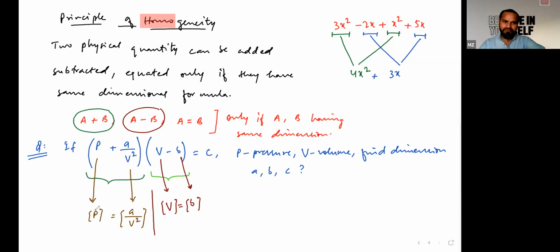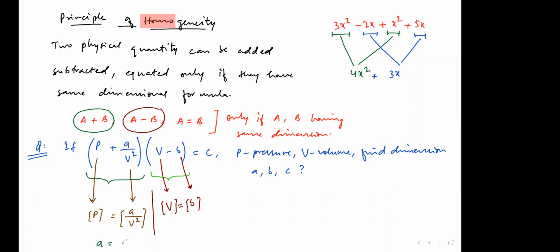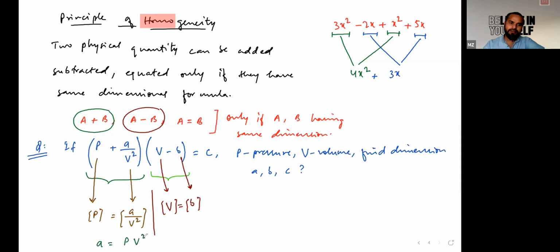First part, let we have P is equals to A over V square. So on resolving, it will become A is equals to P V square. And we already know the dimension formula for P is M L to the power minus 1 T raised to the power minus 2. Volume is nothing but L cube, so squared over it, it will become L to the power 6. We have L to the power minus 1 here and L to the power 6 here. So on solving, it will become L to the power plus 5 and T raised to the power minus 2. Is it clear?